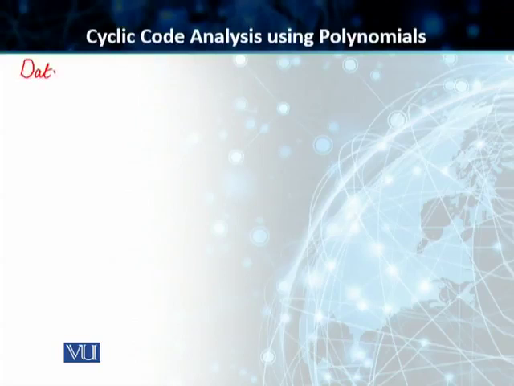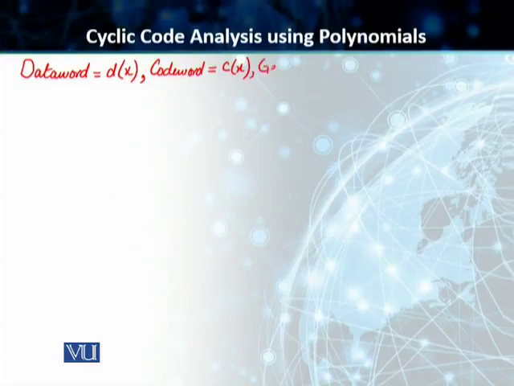So students, let's suppose that our data word is given by d(x). Students, our code word will be c(x), c as a function of x. In other words, our generator is going to be g(x). Let's suppose that our syndrome is s(x), and last but not the least, we have got our error, which is e(x).